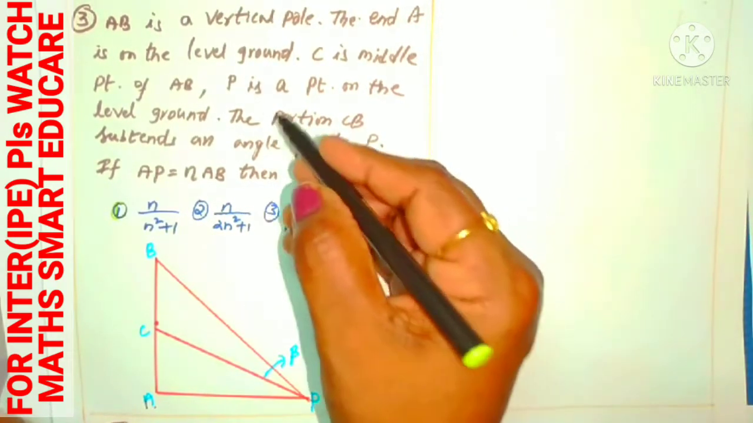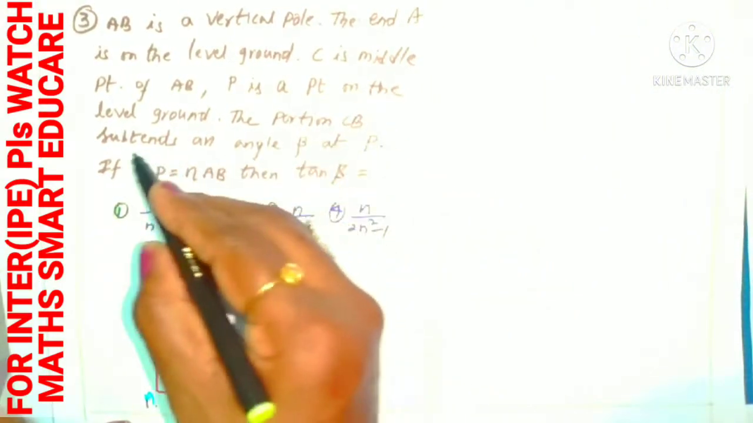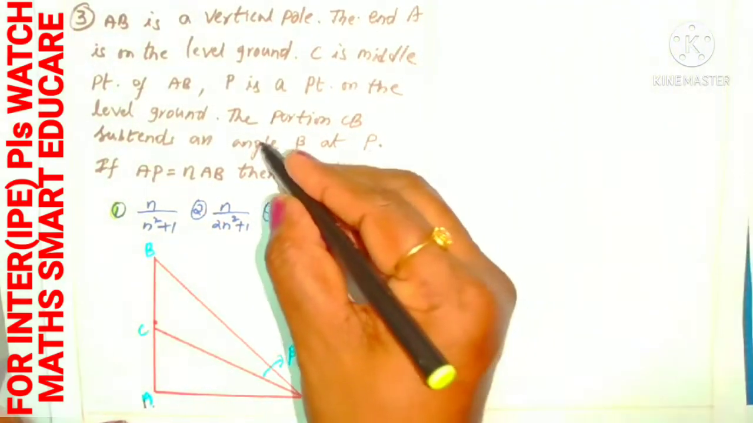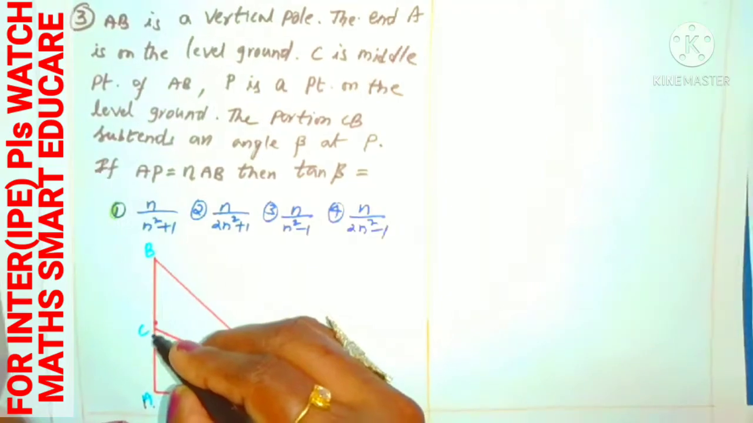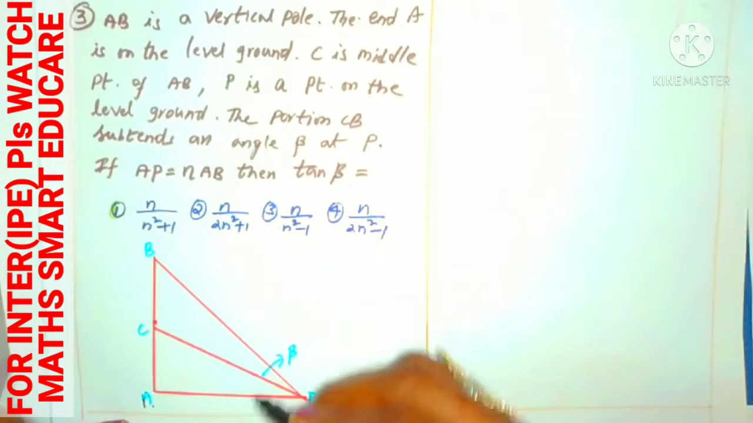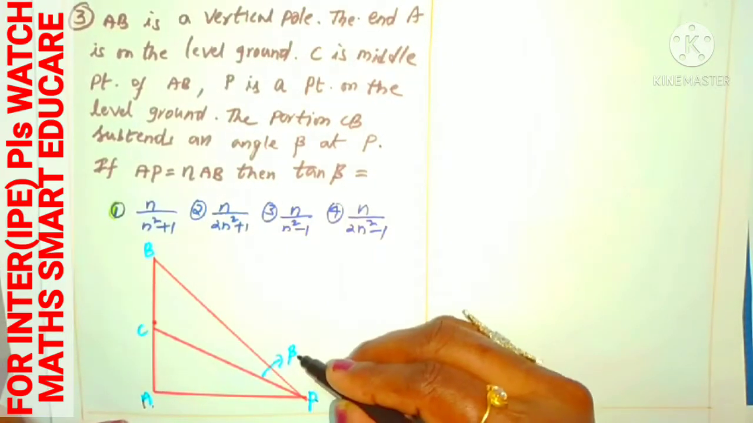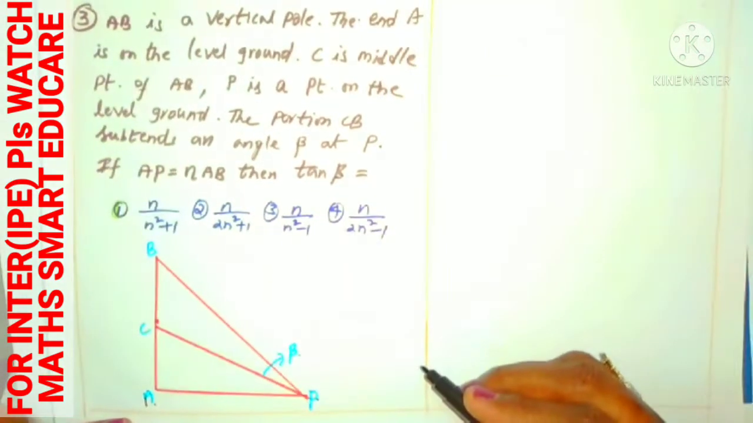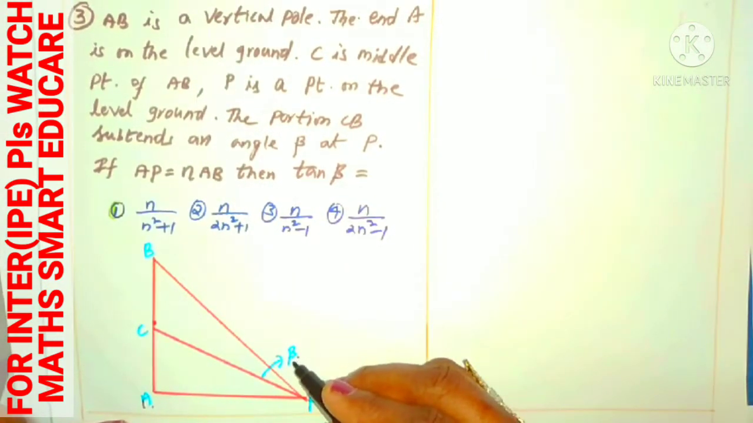And what is next? P is a point on the level ground. He has taken P as a point on this level ground. The portion CB, that means this portion, subtends an angle beta at P. This angle is given as beta, meaning indirectly the angle CPB is given as beta.